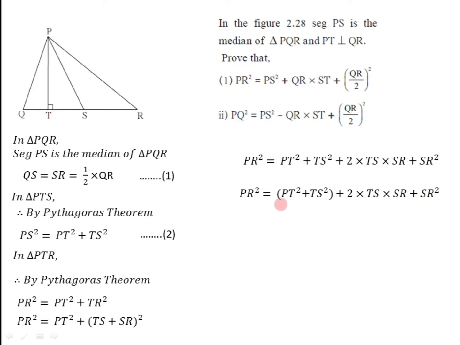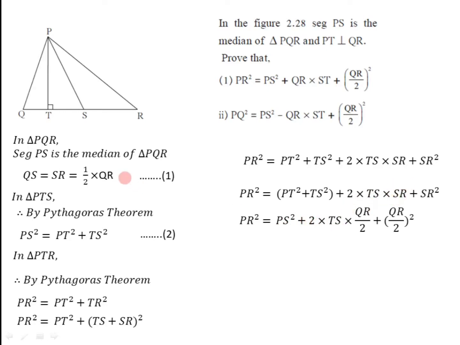Now here, as we can observe, for this bracket PT square plus TS square, we have the substitution in equation number 2. In equation 2, we have proved that PS square is equal to PT square plus TS square. So instead of PT square plus TS square, we can write PS square. So here, left hand side PR square as it is equal to, instead of this one PT square plus TS square, we can write PS square plus 2 into TS.